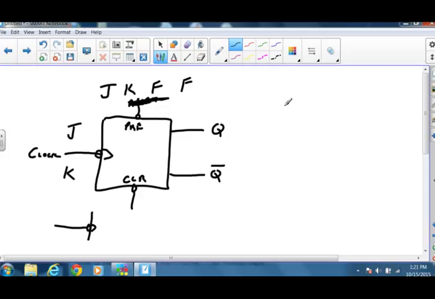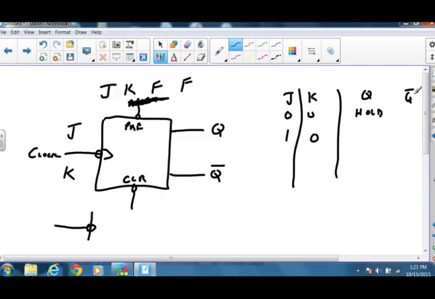But in any event, if I have a J and a K, and I have a 0 and a 0, then my output is going to be a hold. So whatever the Q was, it still is. If I get a 1 and a 0, then I get a 1 and a 0 out, a 1 for the Q, a 0 for the Q not. If it's 0, 1, then I'm going to reset it to that.